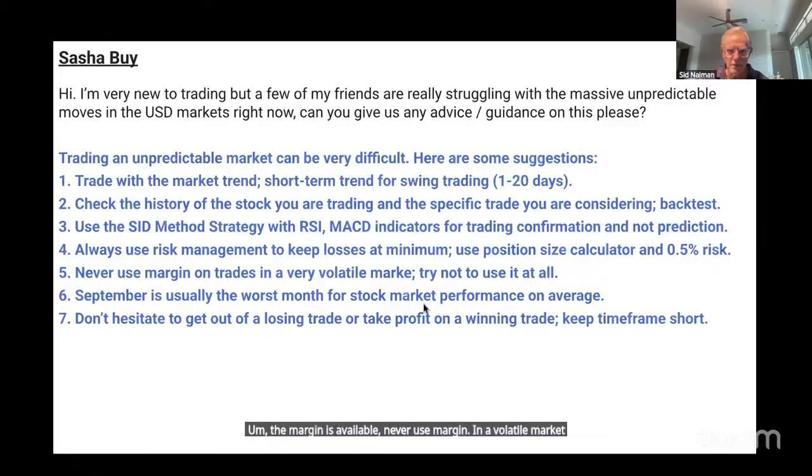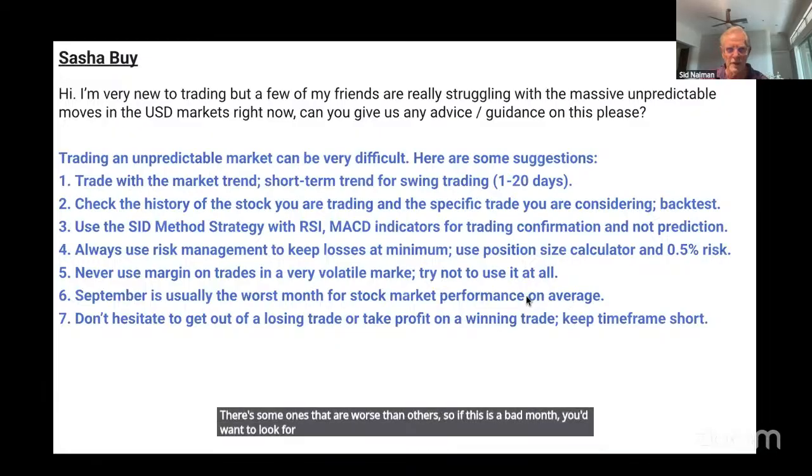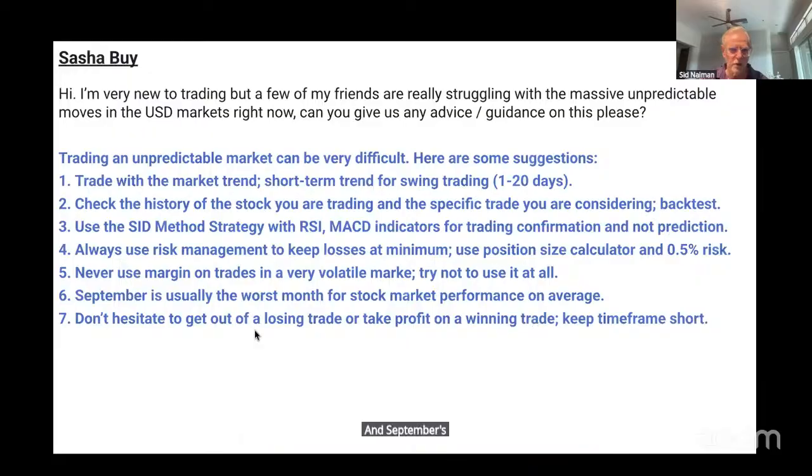September is usually the worst month for trading. So keep that in mind. There's some months that are worse than others. So if this is a bad month, you'd want to look for opportunities for overboughts. When the market is trending down and you get overboughts and you get the signals, and September is a down month, you'd want to look at trading those.